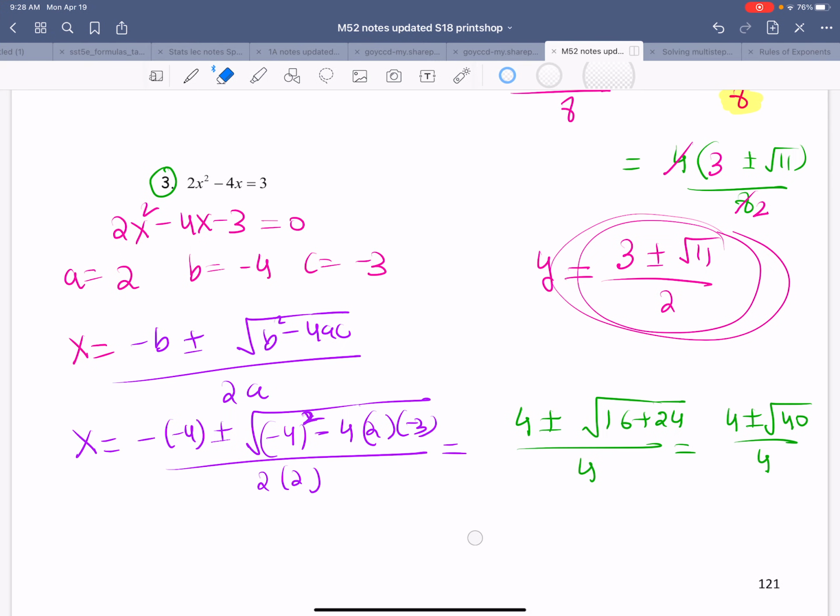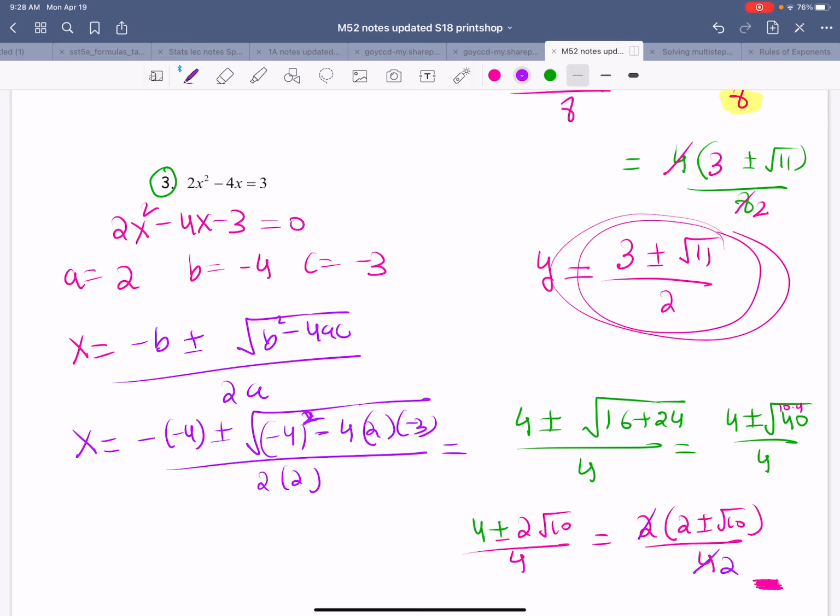So looks like in the numerator, the first step would be to break that 40. 40 is 10 times 4, and I can pull a 2 out. 2 root 10 over 4. Now, take out the GCF from the numerator. GCF is 2, so 2 times 2 plus minus root 10 divided by 4. Cancel the common factor between numerator and denominator, and your final answers would be x equals 2 plus minus square root of 10 divided by 2.